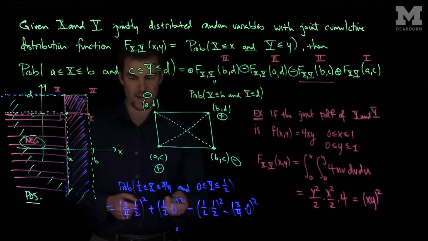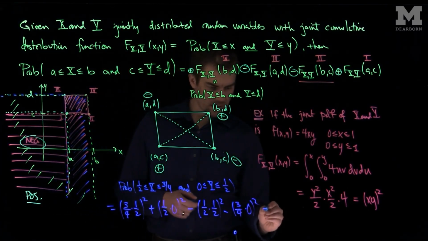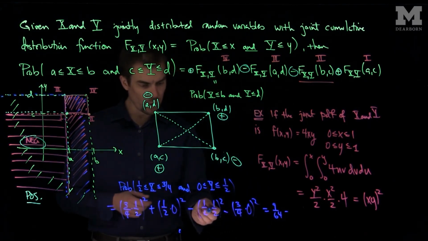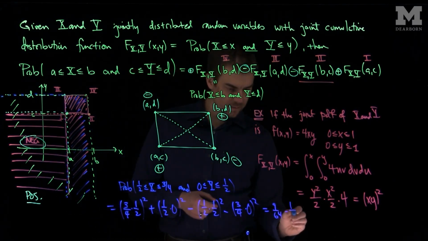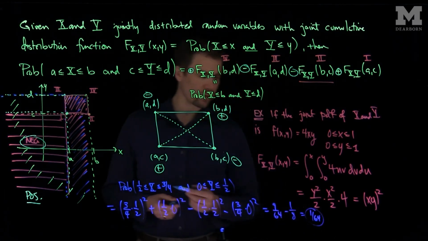And we can simplify this now. So this over here is going to be 9/64. This is going to be 1/4 squared, so that's going to be 1/16, or 8/64, so this will be 1/64 is your total probability.